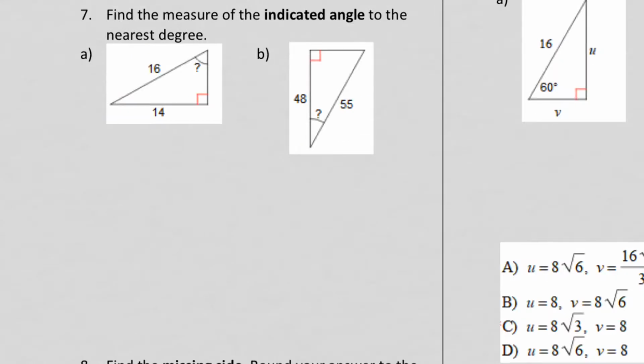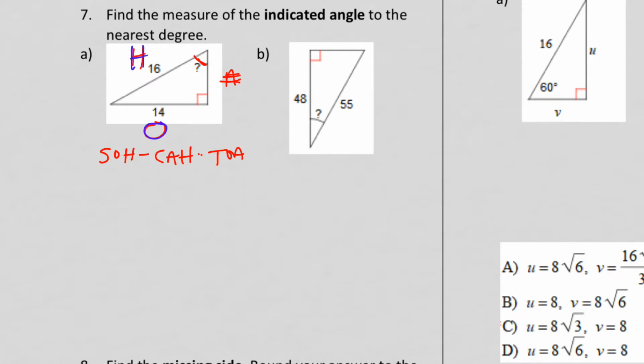Number 7. Here it says find the measure of the indicated angle to the nearest degree. So here in 7a, I'm looking for this missing angle. So I'm going to choose that as my reference angle and identify my triangle's hypotenuse, opposite, and adjacent. And then, thinking about SOHCAHTOA, I'll write it down again for you so you can see it. Notice how in this problem the adjacent side has no value for me. So it's not really usable for my computation, so I'm not going to use the A. But I can use opposite and hypotenuse.